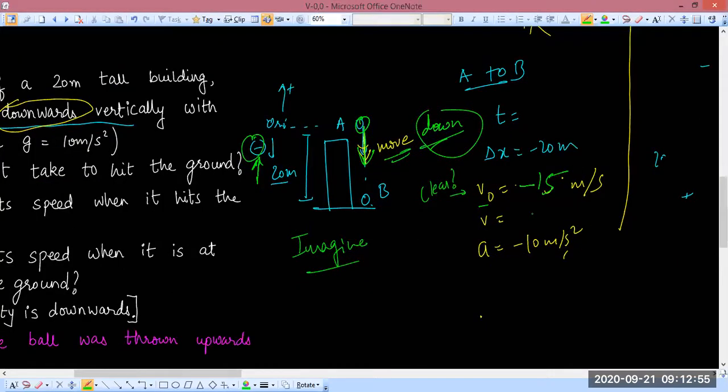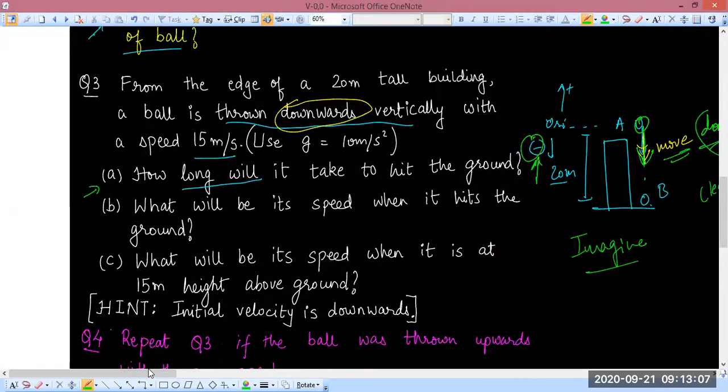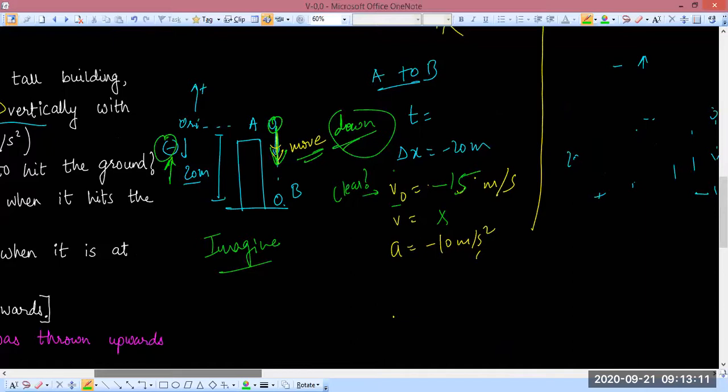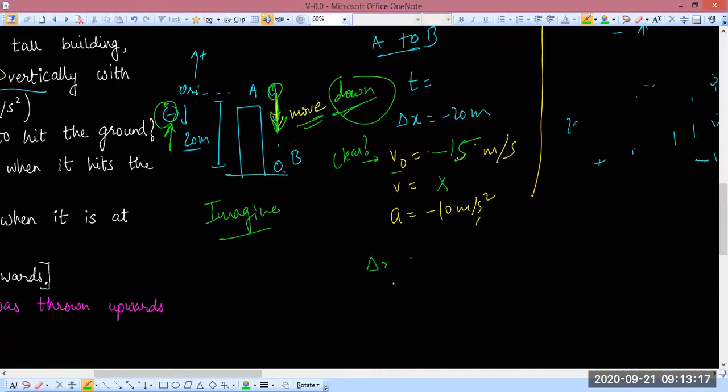We don't know the final velocity. It's not given in the question. Which equation shall we use to solve A? We will use the second equation. Very good. So delta x equals v0 t plus half a t square. So that's what we'll do.